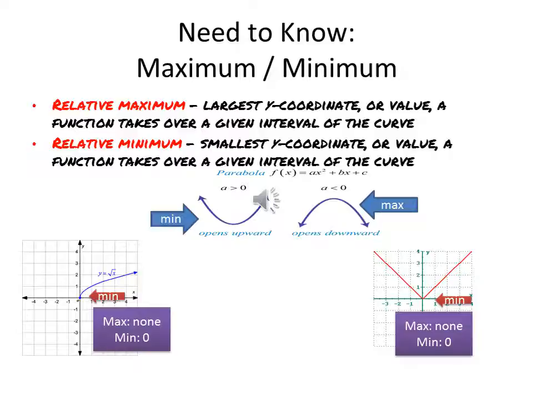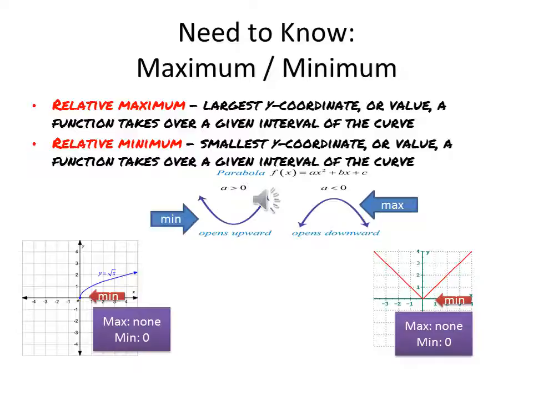Okay, now we're dealing with minimum and maximum. The relative maximum is the largest y-coordinate or value a function takes over a given interval of the curve. Now I want you to remember one thing: the maximum of a curve occurs when the parabola is open downward. The relative minimum is the smallest y-coordinate or value a function takes over a given interval of the curve. The minimum occurs when the parabola opens upwards.